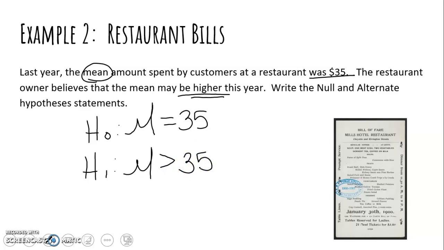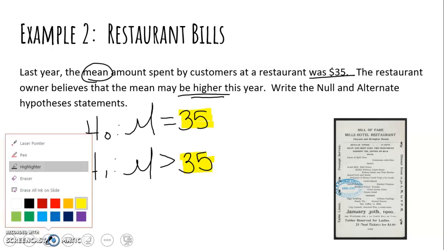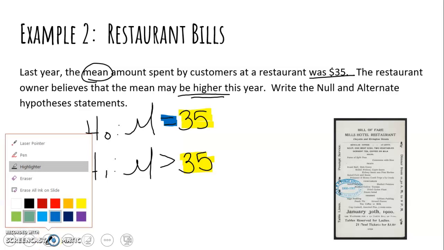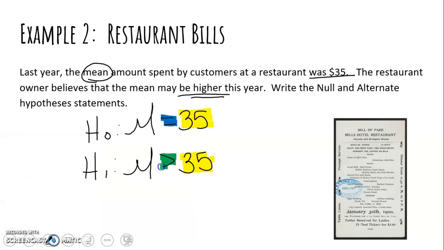Now notice a couple things. One, the numbers in both statements are the same. That's always going to be true. Another thing to notice, which we've discussed before, the null has an equal sign. It always has an equal sign. The alternate statement always has an inequality sign. So either a less than sign, a greater than sign, or not equal to.